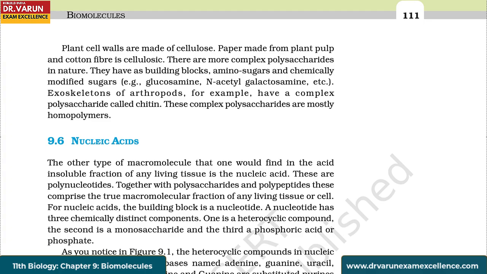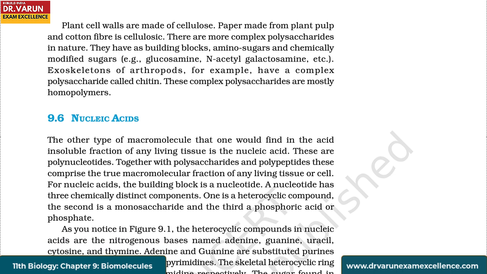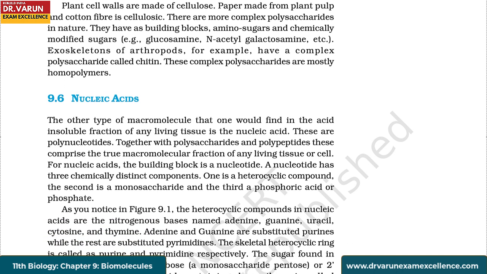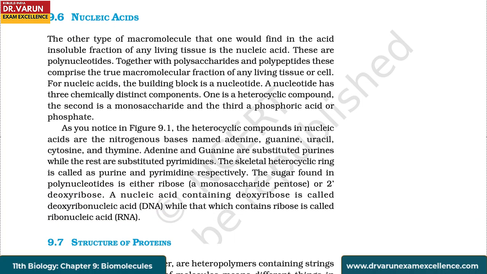There are more complex polysaccharides in nature. They have as building blocks amino sugars and chemically modified sugars, for example glucosamine, N-acetylglucosamine, etc. Exoskeletons of arthropods, for example, have a complex polysaccharide called chitin. These complex polysaccharides are mostly homopolymers.